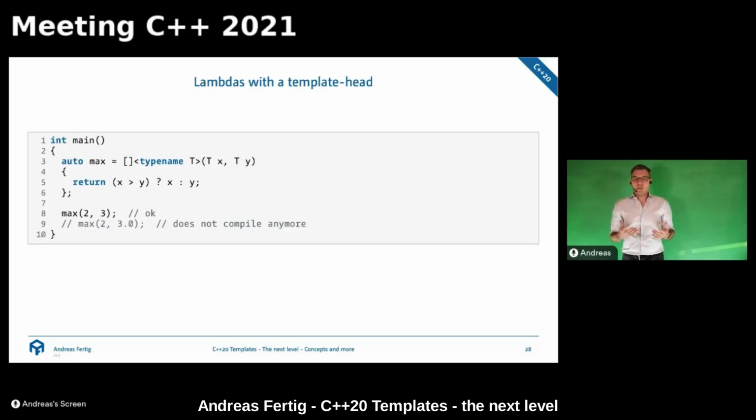We can now use lambdas even better in generic code and also restrict them. And it's needless to say, in 3, instead of typename, of course you can use a concept there to constrain the type if you want.